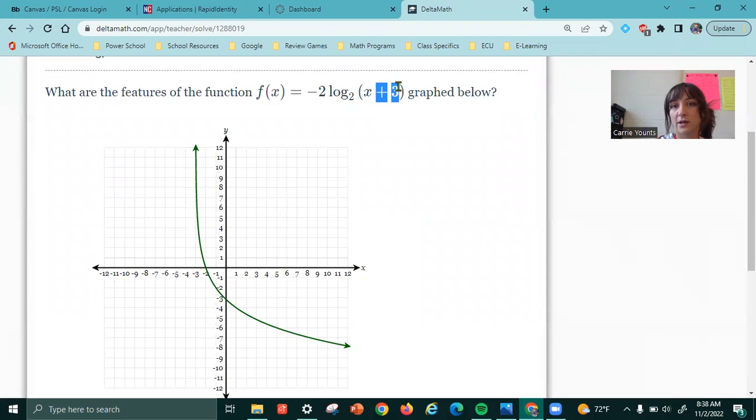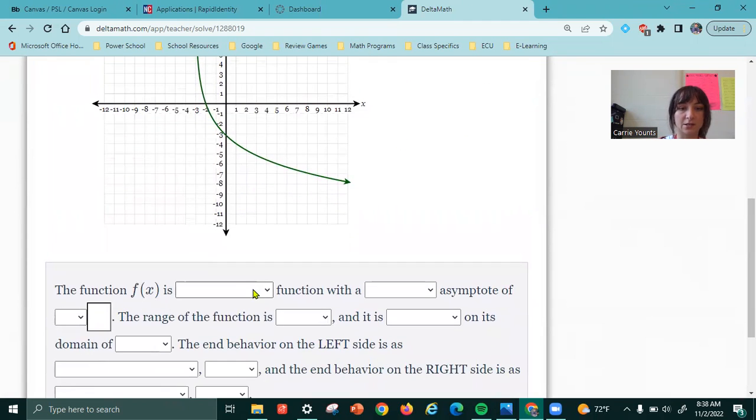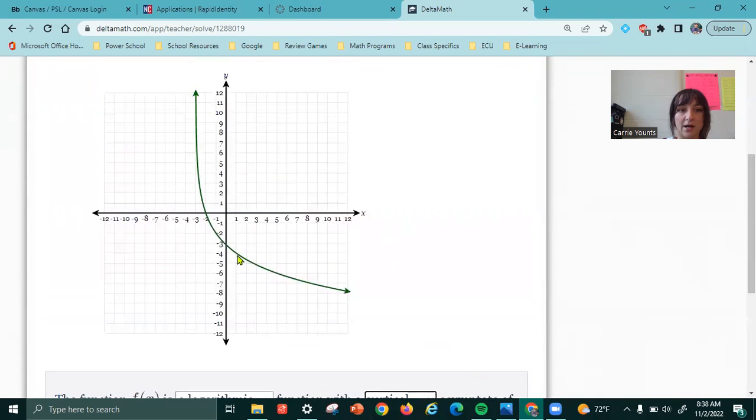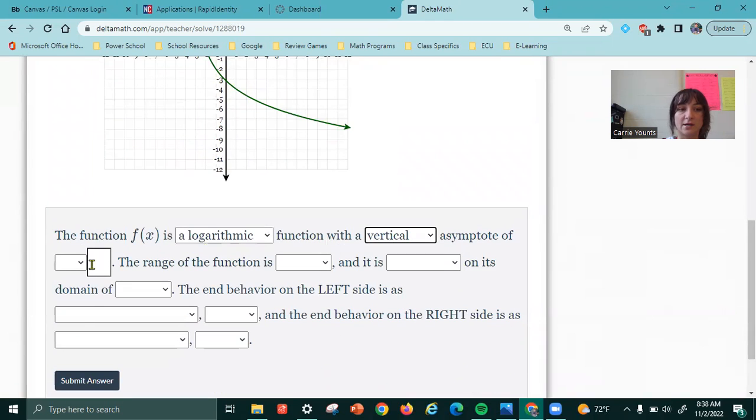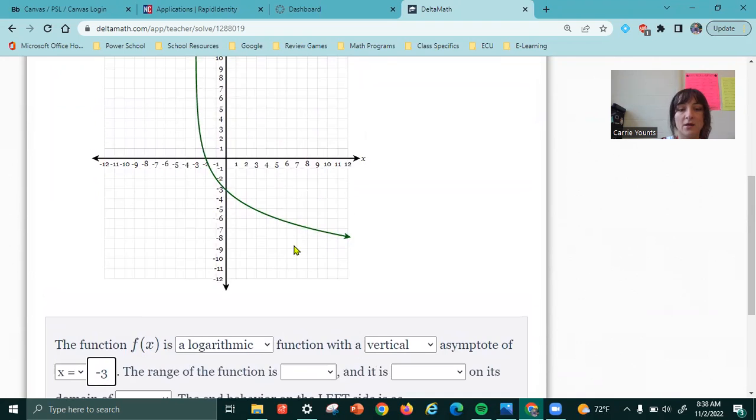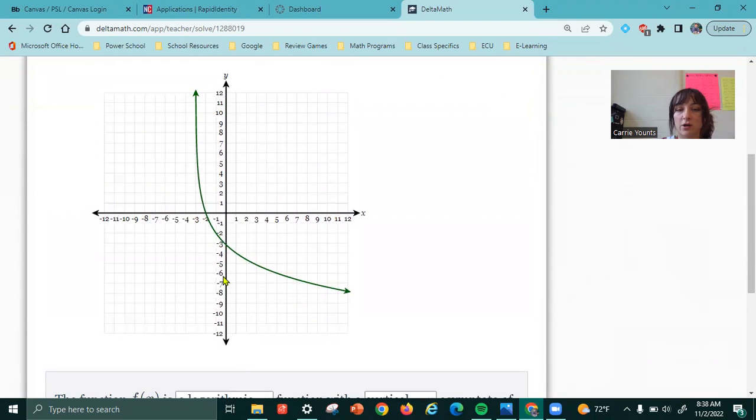I can already tell -3 is going to be the number I want to use here because it's the opposite of what's inside with the log. So let's go ahead and go down. This is a logarithmic function with a vertical asymptote at x equals -3, because that's a tick mark on the x-axis. X equals -3. The range of the function, this is true for all logarithmic, -infinity to +infinity.